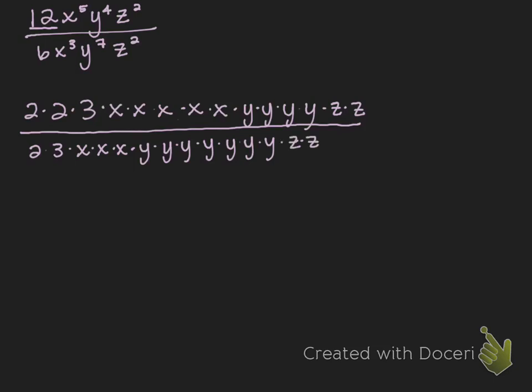From here, we're going to look for some giant ones to simplify this. And remember, anything divided by itself is 1. So for instance, 2 divided by 2 gives us a giant 1. 3 divided by 3 gives us a giant 1. We have 3 x's on the bottom that can make giant ones with 3 x's in the numerator. So 1, 1, and 1. 4 y's in the numerator and 4 y's in the denominator will give us giant ones. And then you'll notice these 2 z's in the numerator and the denominator give us giant ones.